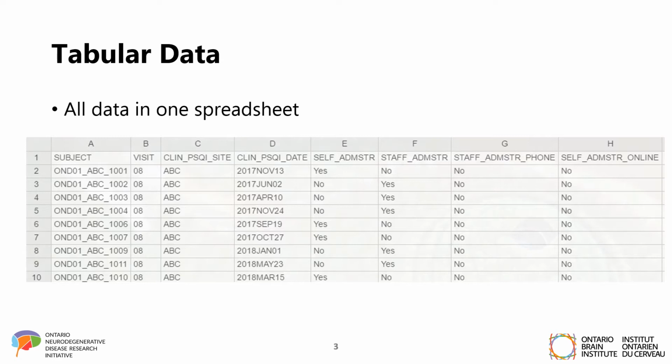Tabular data are data contained entirely within a single spreadsheet with a single piece of information per cell. Participants are listed down the rows, and each column represents a variable.